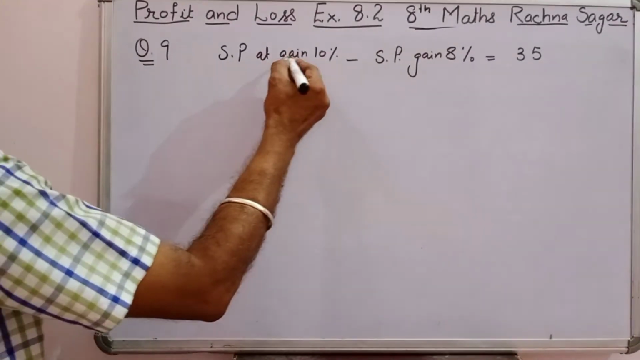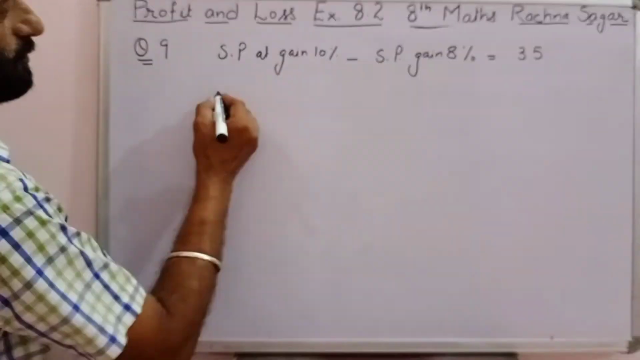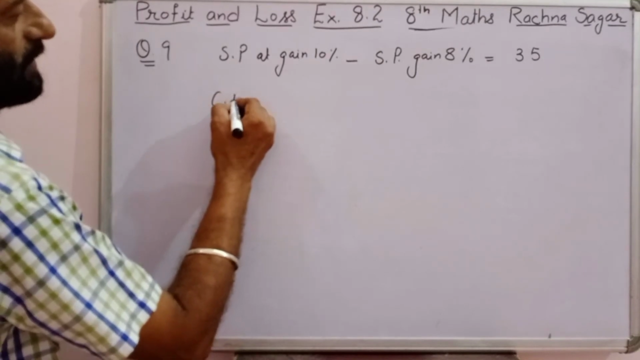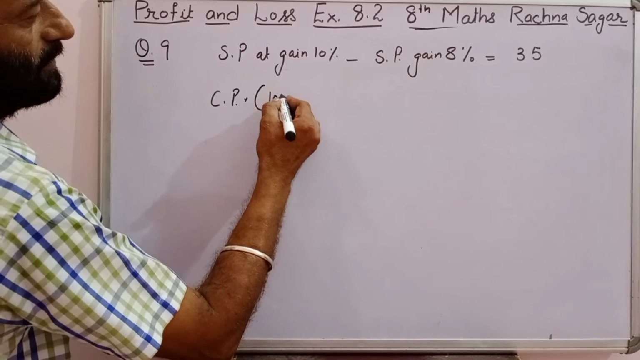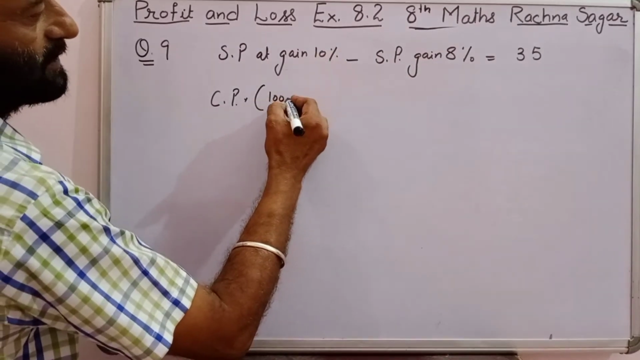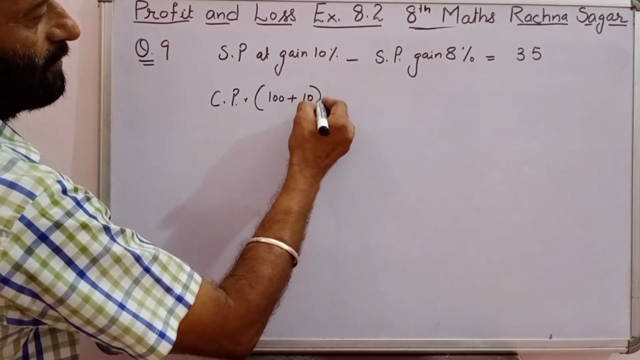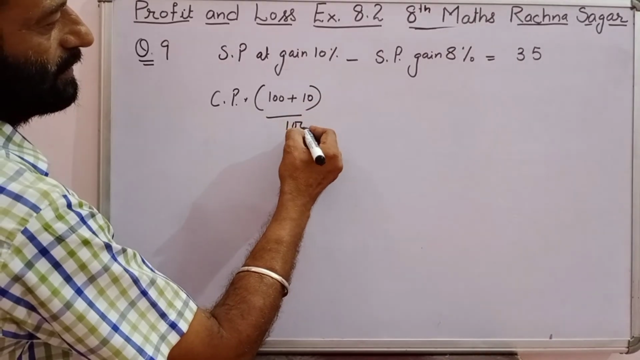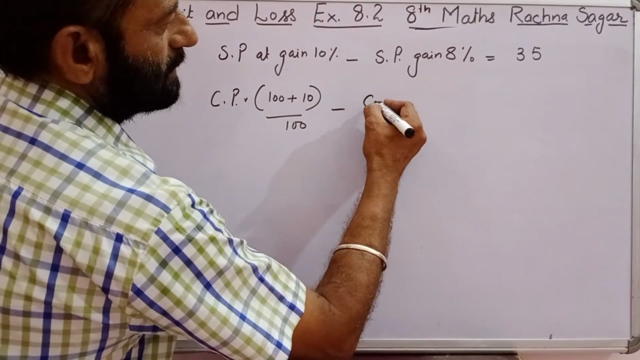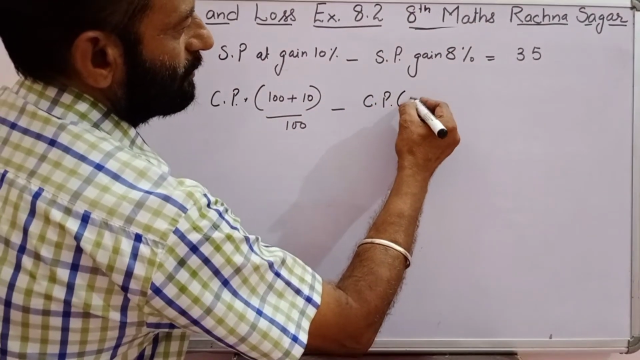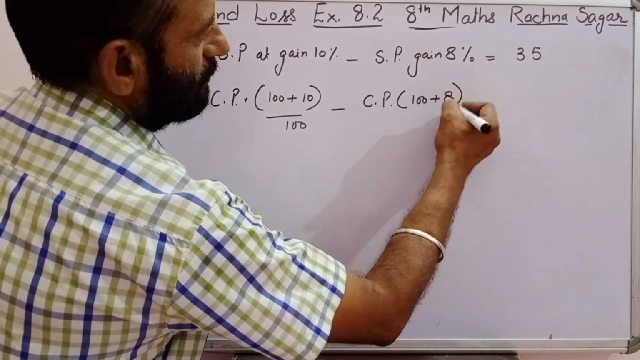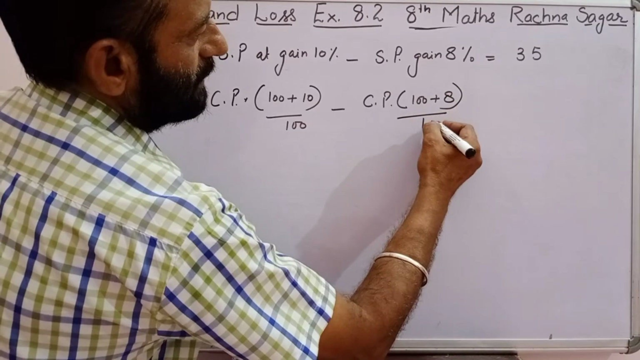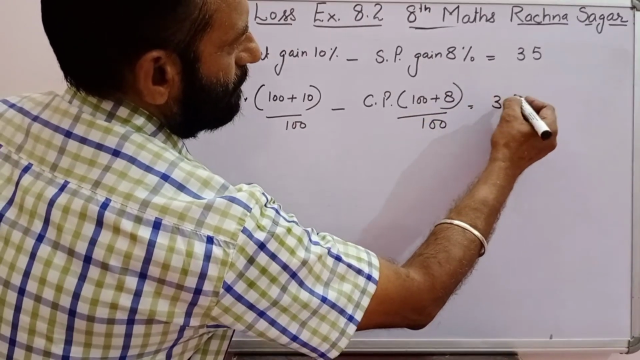Now selling price at a gain of 10% is equal to cost price of the tape recorder into 100 plus 10% over 100, minus CP into 100 plus 8% over 100, is equal to 35.